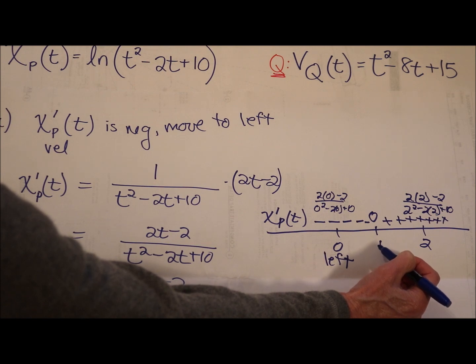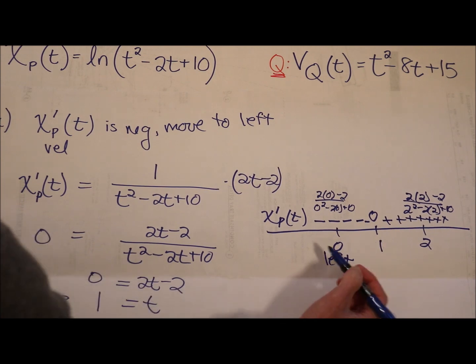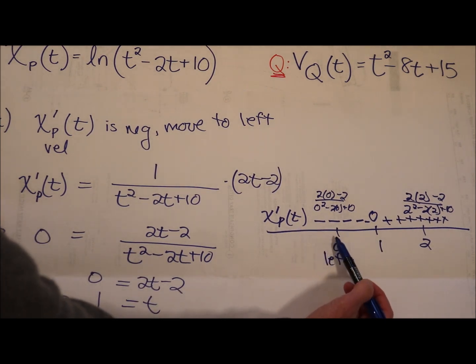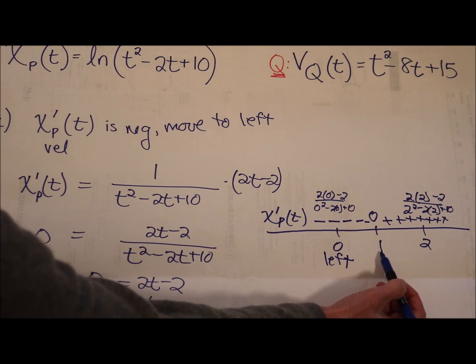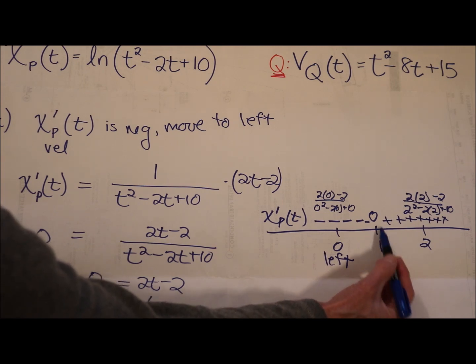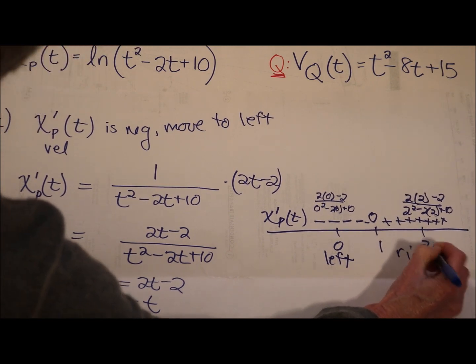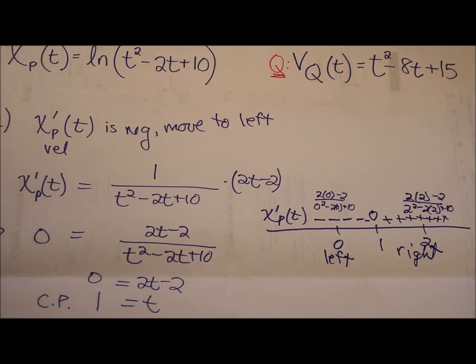Did they give me time? No. So I don't know what my units are. But particle P is moving left from 0 to 1 time increments, then it turns around and it's moving to the right. So this asked, on the interval 0 to 8, when is particle P moving to the left?